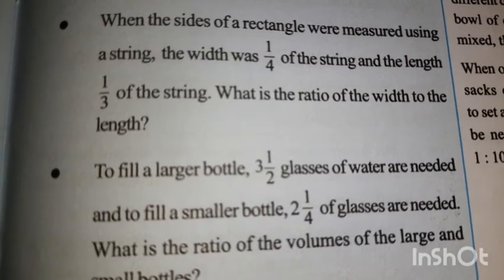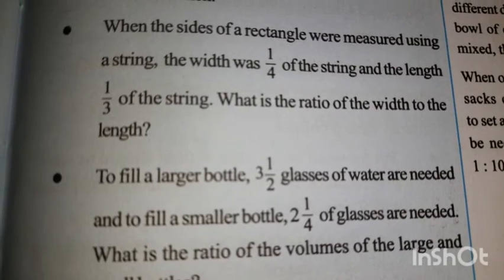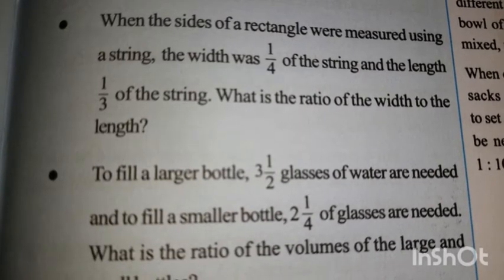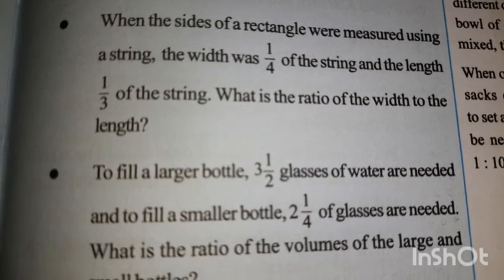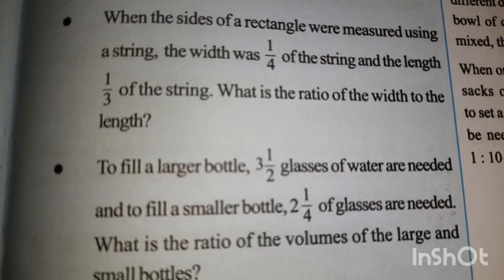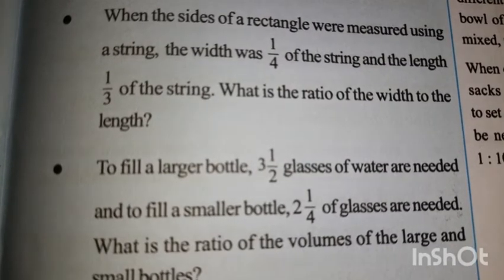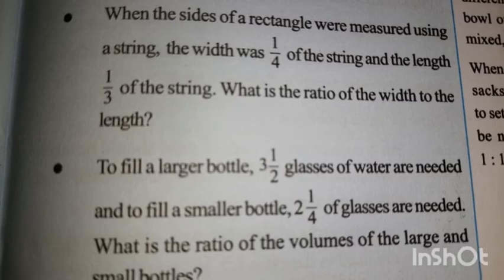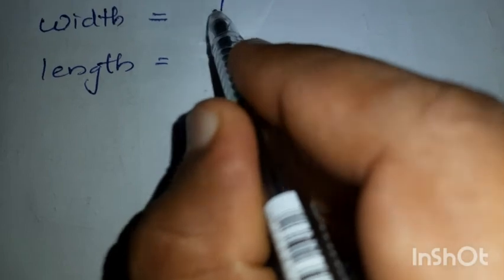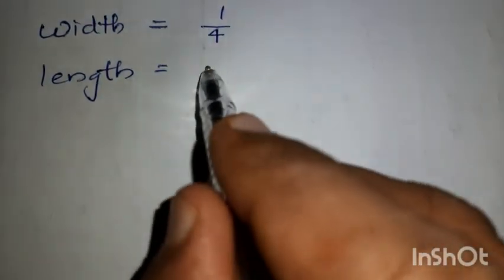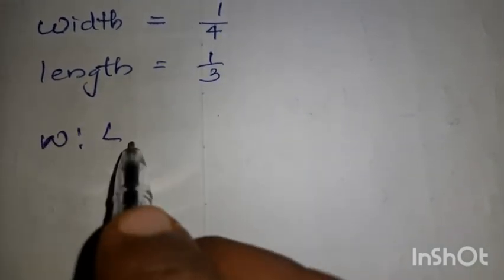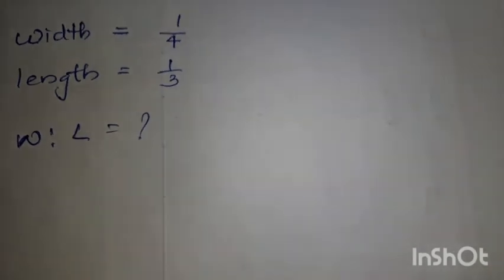When the sides of a rectangle were measured using a string, the width was 1/4 of the string and the length was 1/3 of the string. What is the ratio of the width to length? Width to length ratio we have to find out. So width is 1/4 of the string and length is 1/3 of the string. We have to find out the width to length ratio.